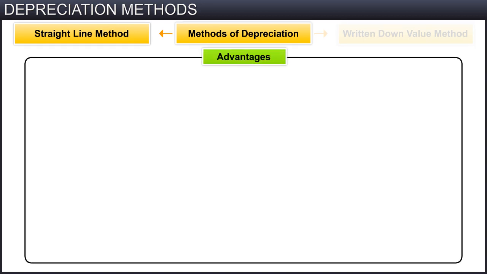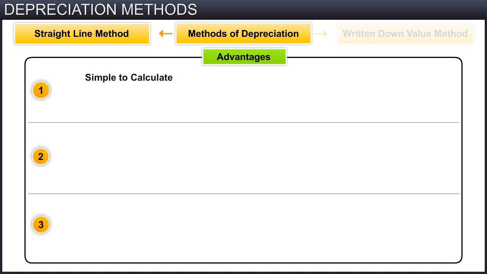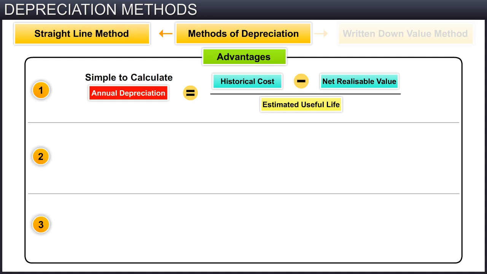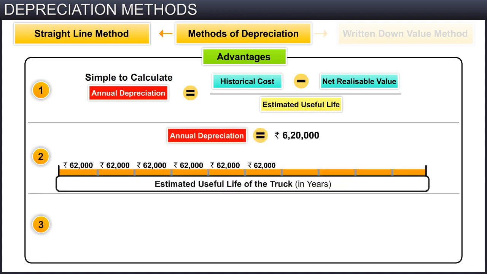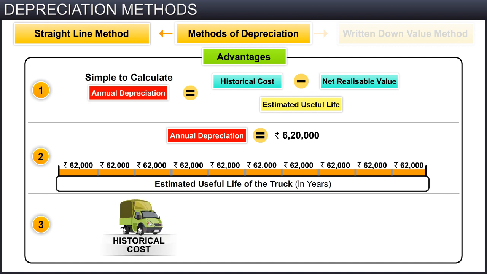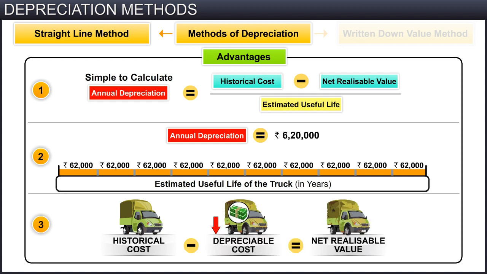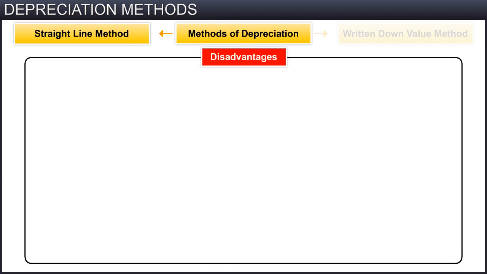Due to numerous advantages, this method is widely used in practice. The prime advantages are: it is very simple to calculate the depreciation amount, and easy to understand and apply as well. The depreciation amount to be charged to the profit and loss account remains constant, which makes it easy to compare profits of different years. This method depreciates the full depreciable cost of the asset to its net realizable value. However, this method does also have a few disadvantages as well.